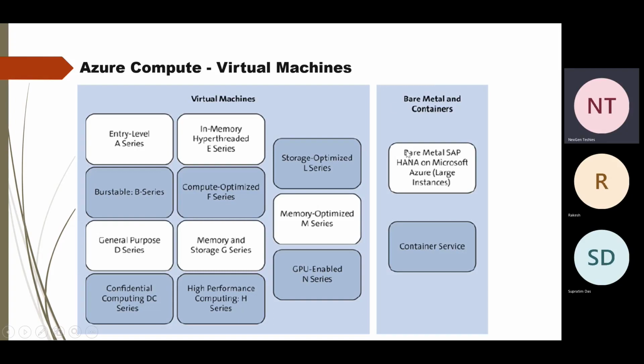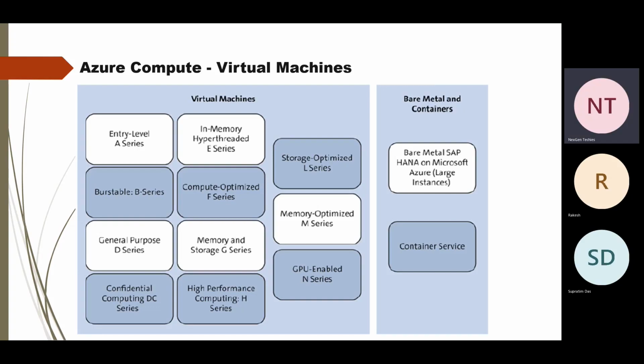So what is bare metal? This is SAP HANA on Microsoft Azure Large Instances. These VMs have limitations in terms of memory. I don't know the exact limitations. For example, the memory optimized VMs have high memory, and those VMs are in the M series. For example, the highest M series VMs are around 8 TB.